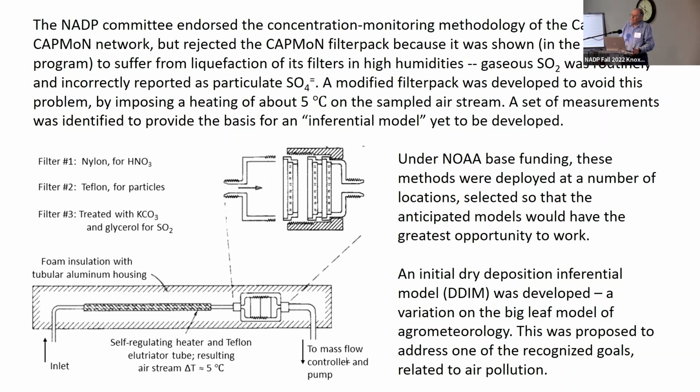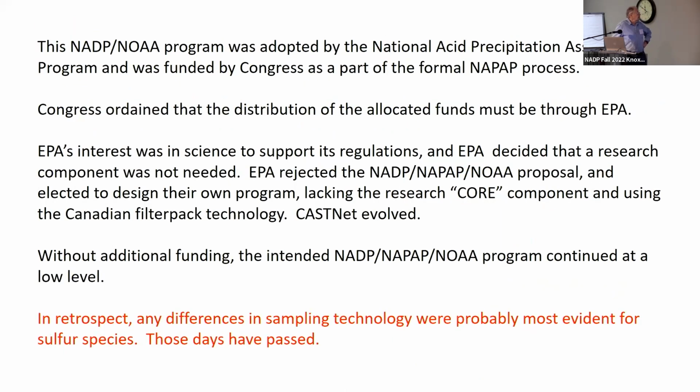In other words, the filters were getting wet, and hence the suspicion was that sulfur was being reported as sulfate and not as gaseous SO2. So we said, we will not use that. We'll put a heater on the front end. We'll limit it to just 5 degrees Celsius, but that's enough to get past the diurnal humidity cycle in the southern United States. So we put that in place, and we started up a program looking at it.